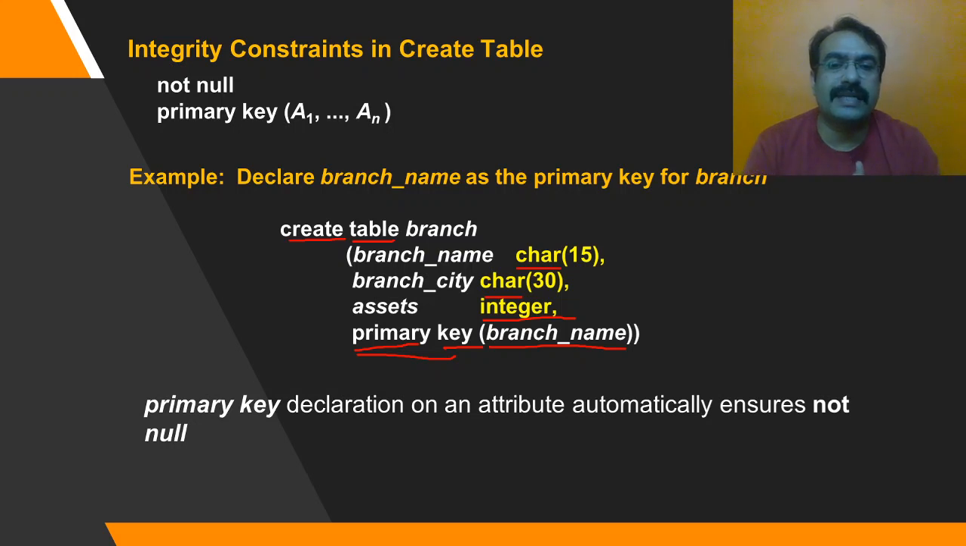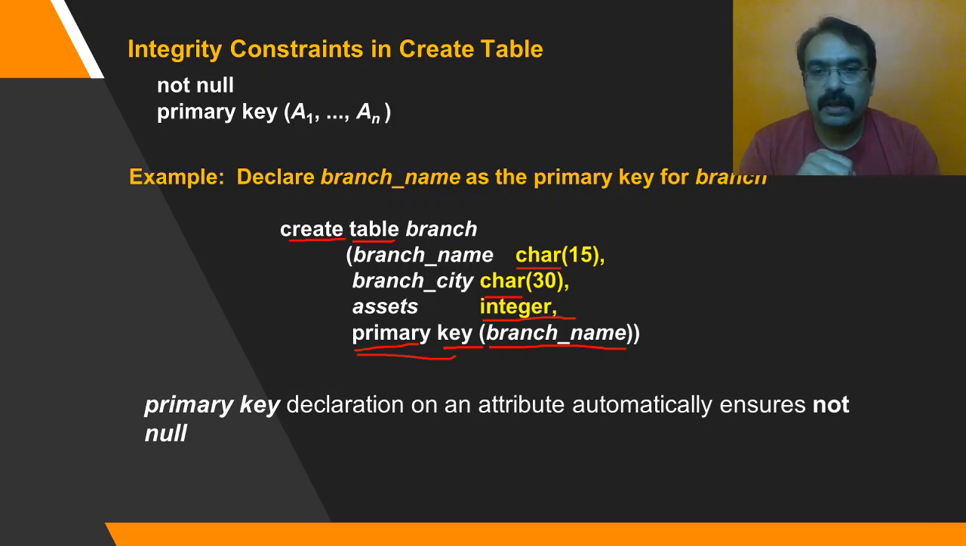Same thing is mentioned. Primary key declaration on an attribute automatically ensures not null. In earlier versions of SQL like SQL 89, SQL 90, we had to mention not null along with the primary key, but after SQL 92, the mentioning of not null is avoided because we are already saying that primary key will never be null. Okay, so in this way, with create table command, we can declare all the tables.